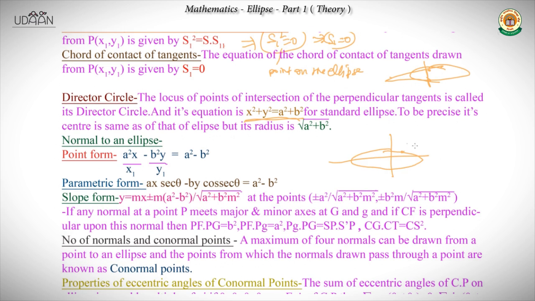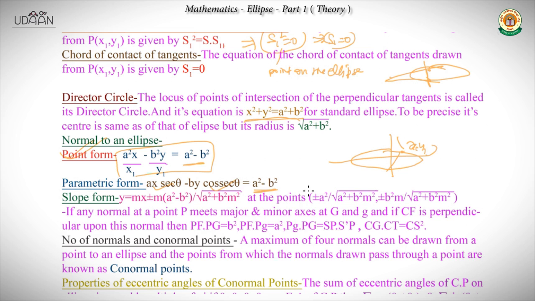If the point is (x1, y1), the point form equation of a normal is given by a square x by x1 minus b square y by y1 equals a square minus b square. Important formula, you have to remember that. And at the parametric point (a cos theta, b sin theta), it is given by a secant theta x minus b cosecant theta y equals a square minus b square.